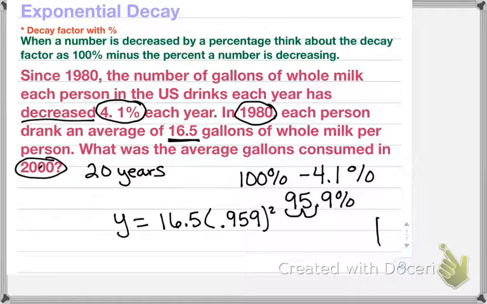And we're going to raise it to the 20th because we're talking about 20 years. So when we work this out, we end up with 7.14 gallons. So in the year 2000, the average whole milk that people drank was 7.14 gallons per year.